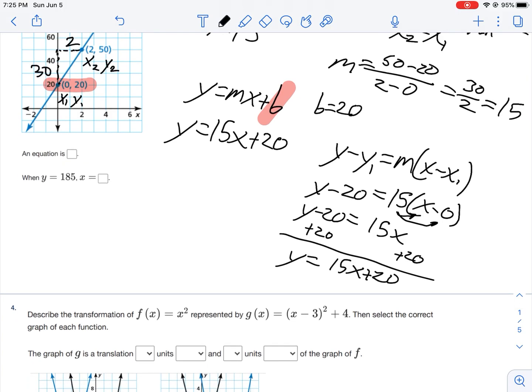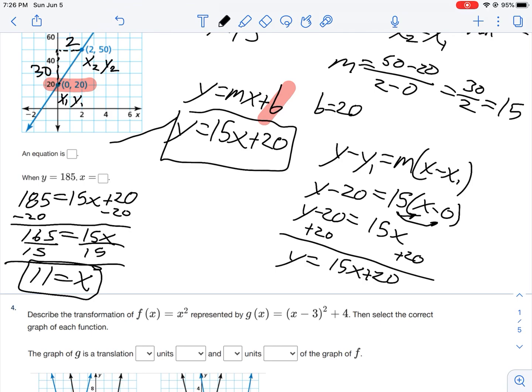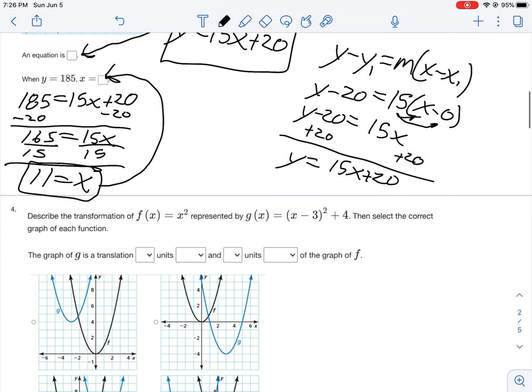Now, when y equals 185, we are going to trade out y for 185. 185 equals 15x plus 20. Subtract 20 from each side. 165 equals 15x. Divide both sides by 15. 11 is equal to x. So two answers, two answer boxes here. They're going to want you to put y equals. If you miss the y equals for that equation, I will mark it correct. I don't think that's a big deal there.